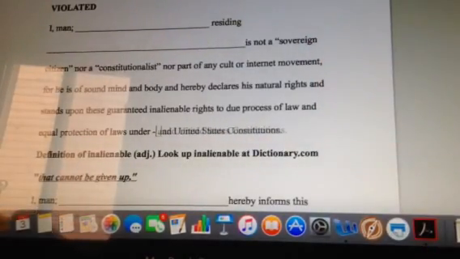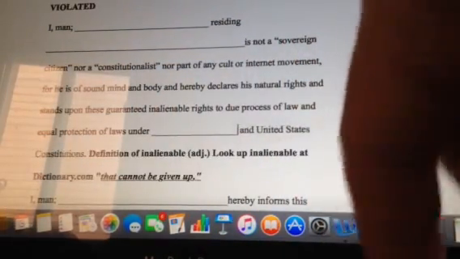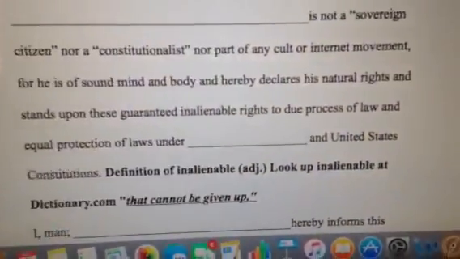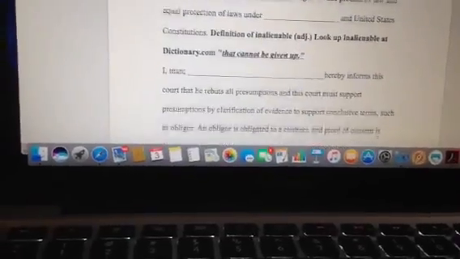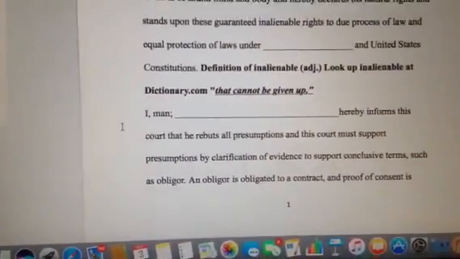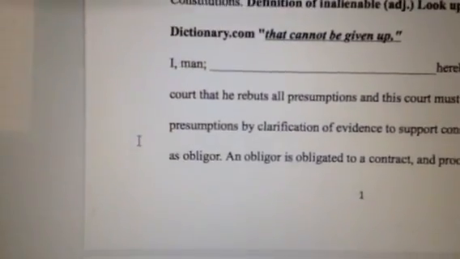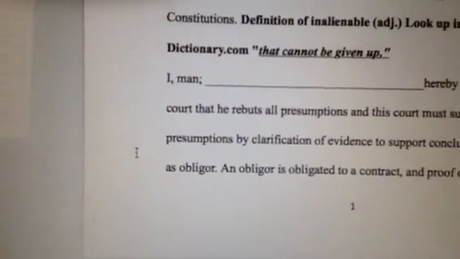Come on, fucking thing. All right. I already caught that. All right, so you're going to put your state, the United States. We got the definition from the etymology website of inalienable. This makes it difficult for them to ignore that. Okay, you got to put, I, man, your name, hereby informs this court that he rebuts all presumptions.